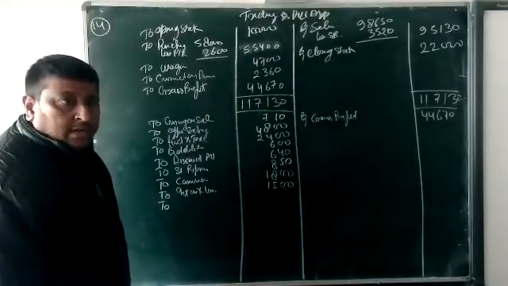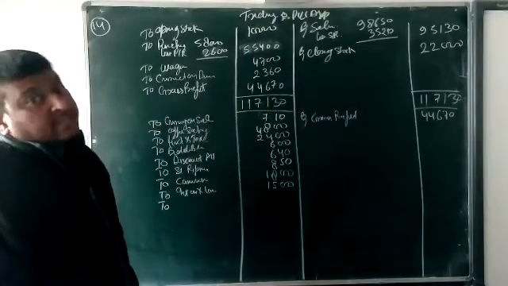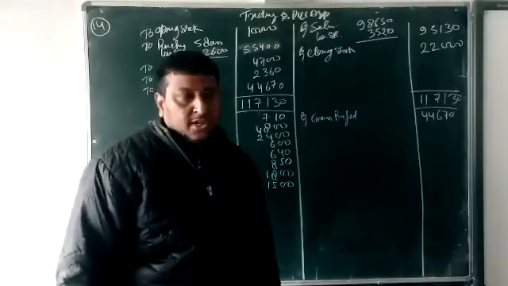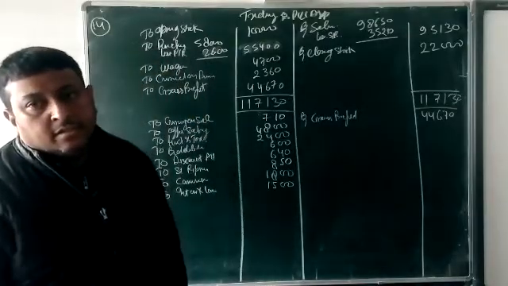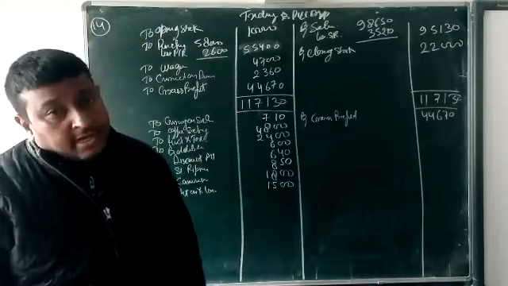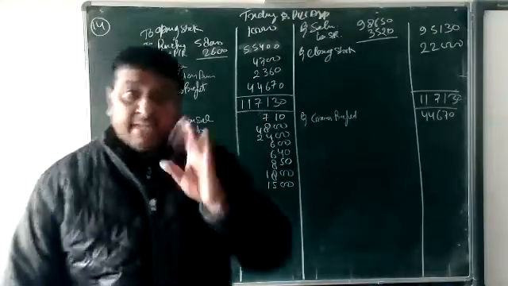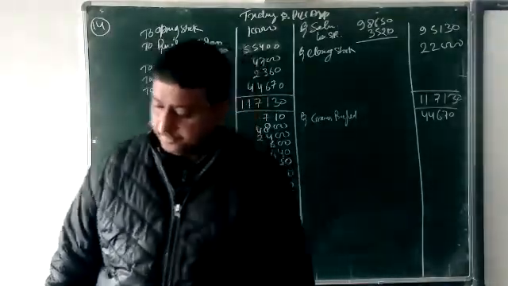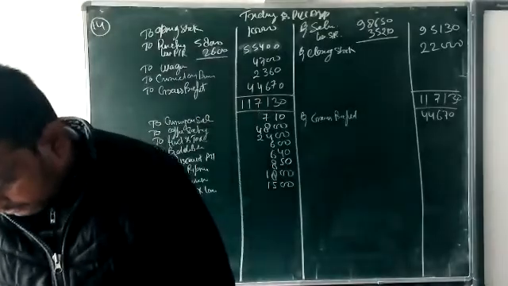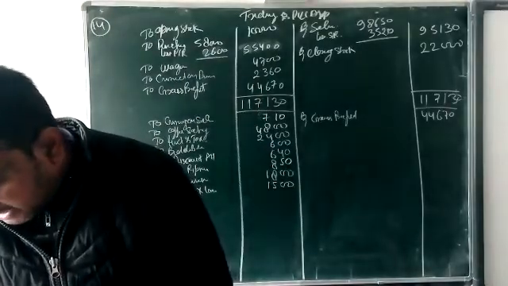Next, return outwards. Creditors for rent, creditor is a liability. Next, loan from X, liability.